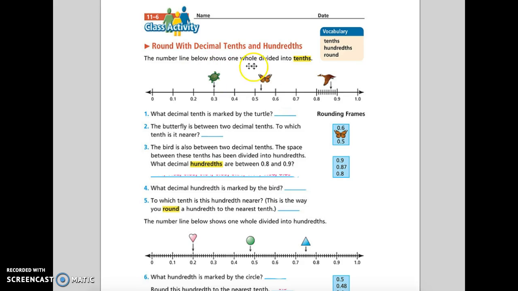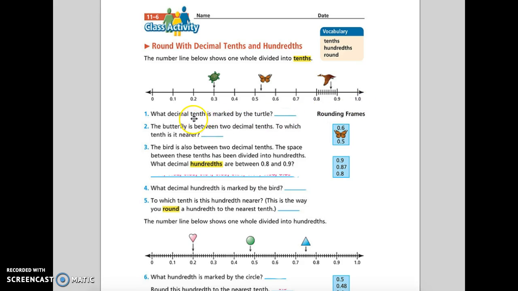It says the number line below shows one whole divided into tenths. So you'll see we're at 0, goes up to 1, and then they divide it into 10 sections. Okay, so we've got 1 tenth, 2 tenths, 3 tenths, all the way up to 9 tenths, and then 1 whole. So let's go ahead and look at this.